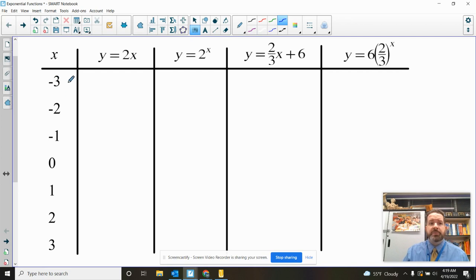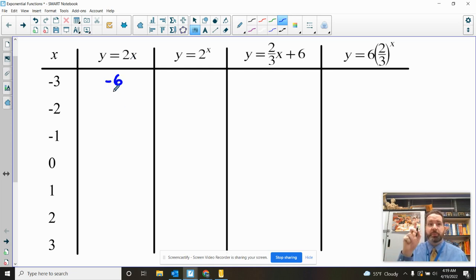This here is a list of x's. We're going to use the same x's for each of these different equations. And we're going to list the y's that come out of these equations at these different x's. So for example, if x is -3, put the -3 in here. 2 times -3 is -6, just like that.